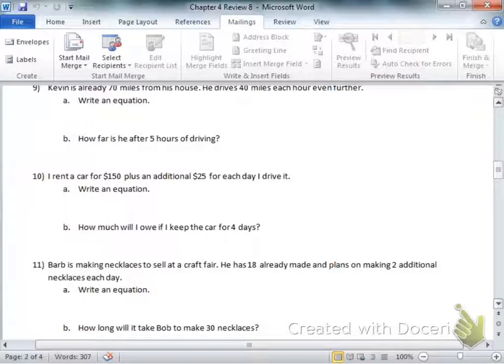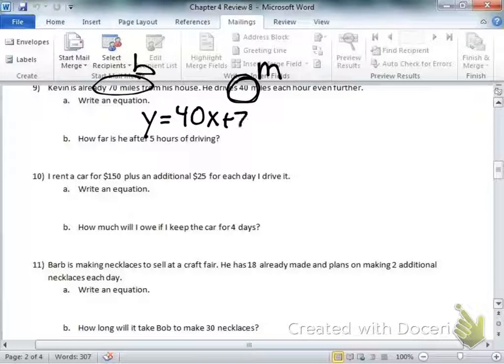Alright, on the word problems. First one is all about driving. So Kevin is 70 miles from his house. He drives 40 miles every hour. So the starting number, that's our b, is 70. And he's changing 40 miles every hour, so that's our m. So this equation will be y equals 40x plus 70.